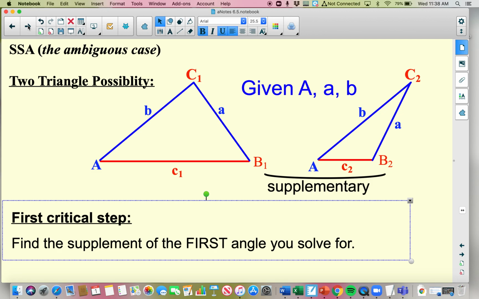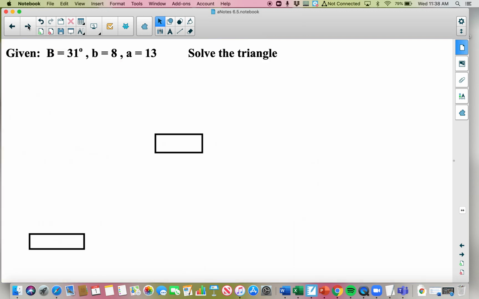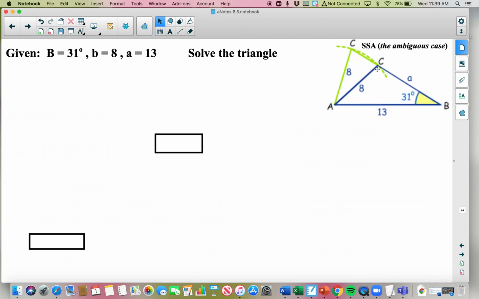Okay, so I'm going to give you an example of this ambiguous case. Let's say you're given angle B is 31 degrees, side B is 8, and side A is 13. First of all, what triangle case is this? If you visualize the triangle, focus on the blue for just a moment. I know side B is 8 and angle B is 31. And then I know side A is 13. I should have labeled this C. I have these backwards, but you can see regardless that this is side, side, angle. So this is the ambiguous case.